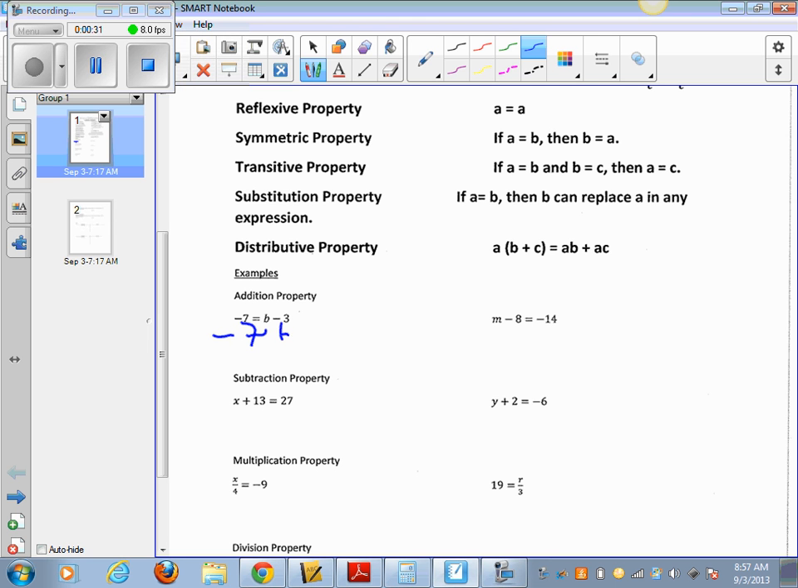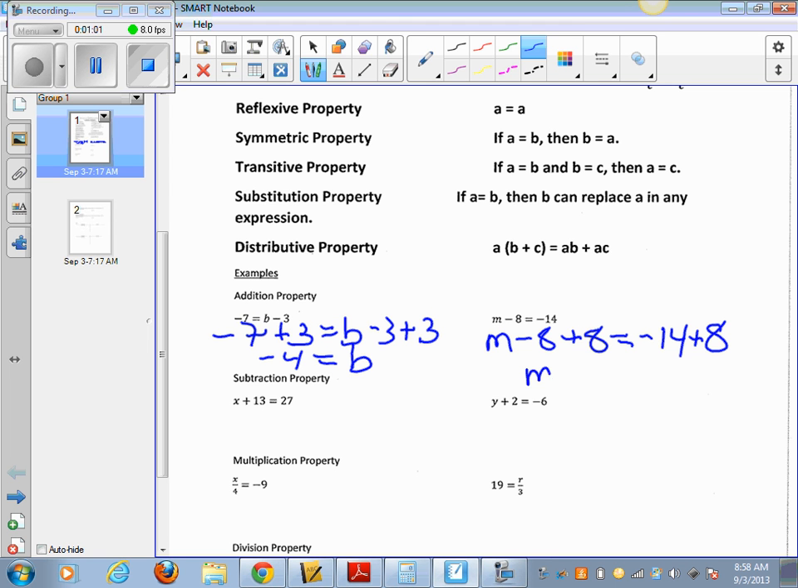So -7 plus 3 equals b minus 3 plus 3. And our addition property tells us that this is still true. So if we simplify it, we get -4 equals b. -3 plus 3 cancels out, so we've solved for b. Now if we do the same thing over here with our m minus 8 equals -14, we're going to add 8 to both sides. Our 8's cancel out there, and we get m equals -6.